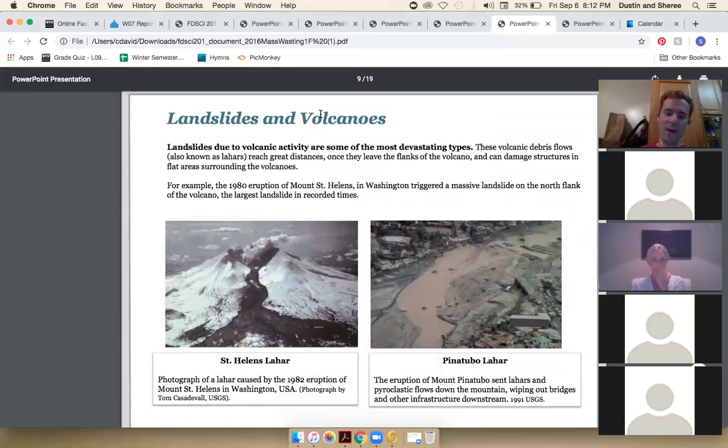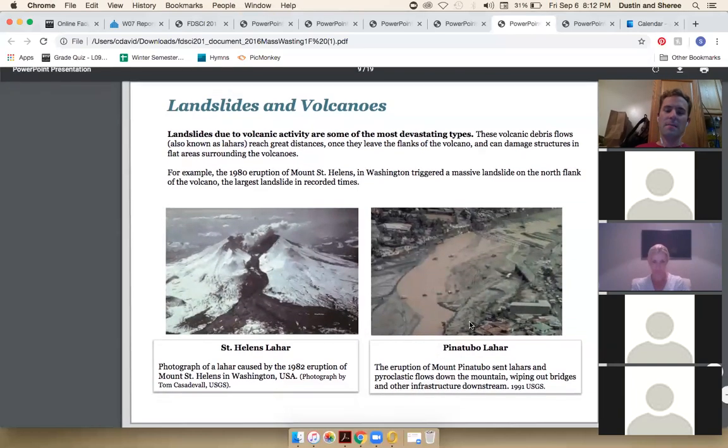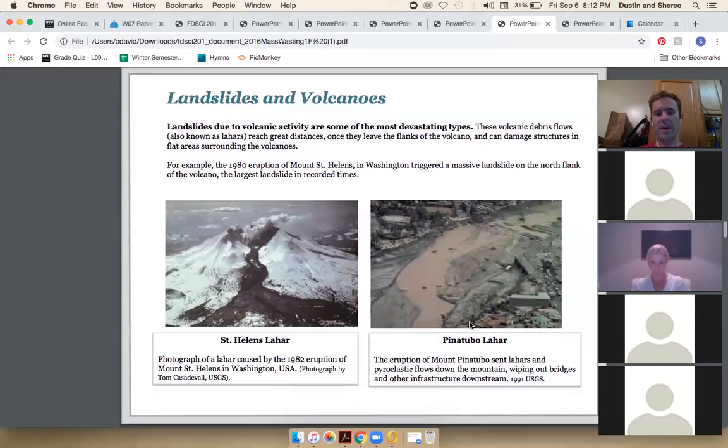Landslides and volcanoes. So this is the lahar right here, looking off of Mount St. Helens. On the other picture, you've got the lahar off of Pinatubo. So big case studies that you guys read about. So you can see they're very damaging and cause a lot of problems, right? This went right through a town, you guys can see. So very, very, very dangerous form of mass wasting.